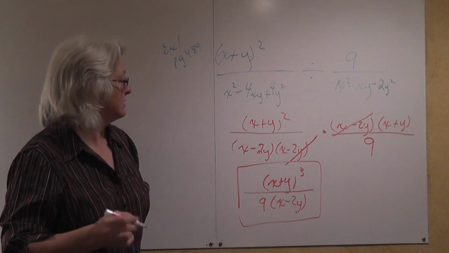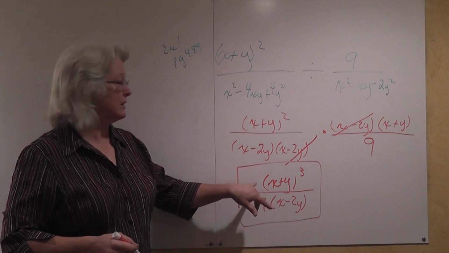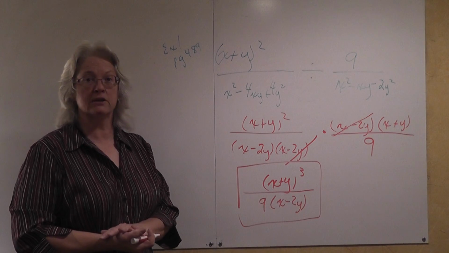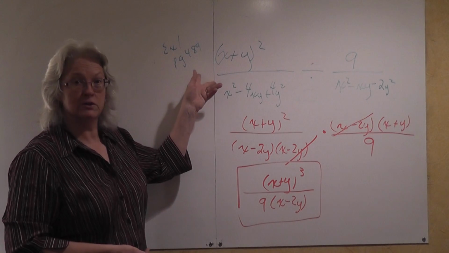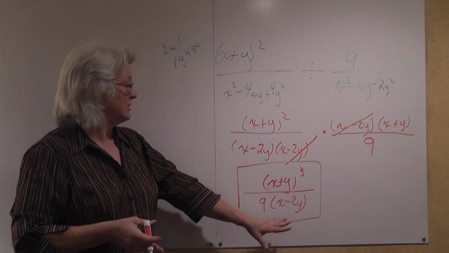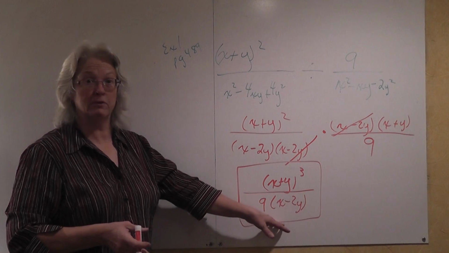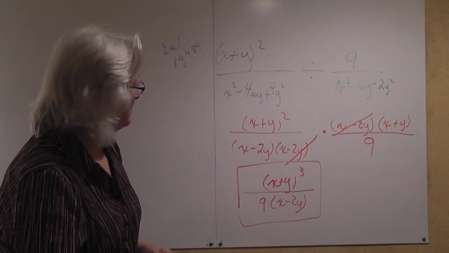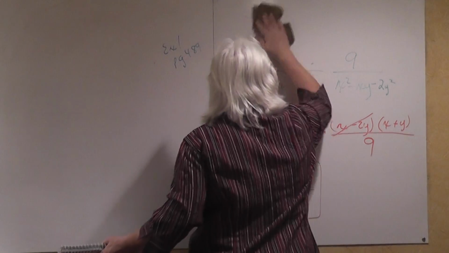You have a lot going on. A cube right here. x plus y is used as a factor 3 times. 9 times the quantity x minus 2y. This is the simplified form of this division problem here. Once again, we're just putting together everything we've been learning to be able to come up with how to divide and simplify a rational expression. Let's go ahead and do our next example, which is still on page 489. We're going to do example number 2.